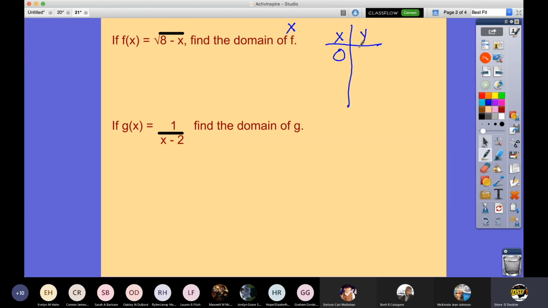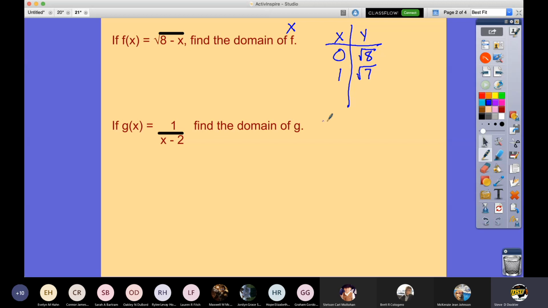8 minus 0 is 8. Square root, and that would just be the square root of 8. So 0 definitely works. All right, we could put a 1 in there. 8 minus 1 is 7, and we'd get square root of 7. Now, the only time that this wouldn't work with a square root is when we have a negative number under the square root. That would turn into an imaginary number at that point.